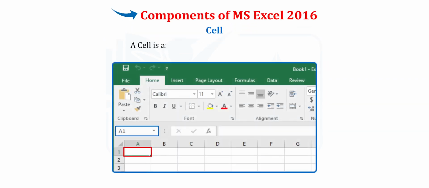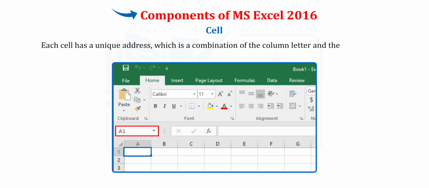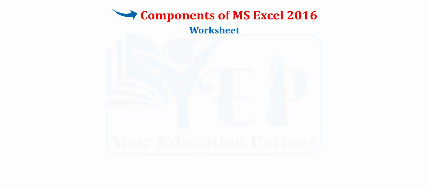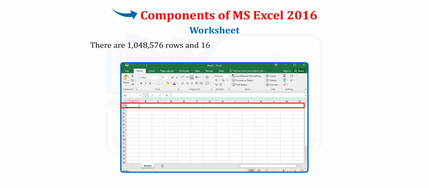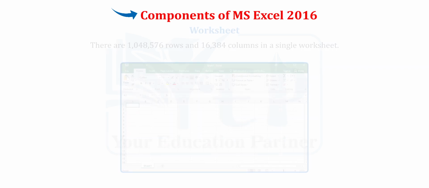Cell. A cell is an intersection of a row and a column. Each cell has a unique address, which is a combination of the column letter and the row number. Worksheet. In Excel, a worksheet is a collection of cells in the form of rows and columns. There are 1,048,576 rows and 16,384 columns in a single worksheet.